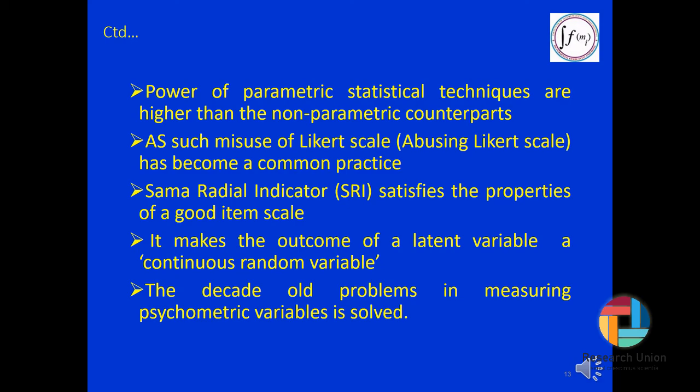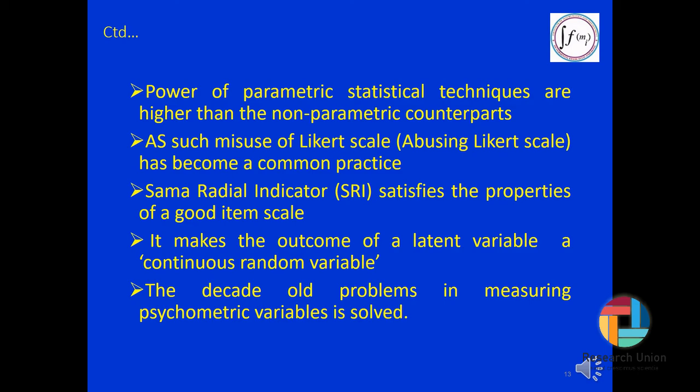As such, what researchers do is use the Likert scale for measuring psychometric variables, and without checking whether the normality criteria is met, they simply use parametric methods. It is abusing the Likert scale as well as abusing other parametric statistical techniques.